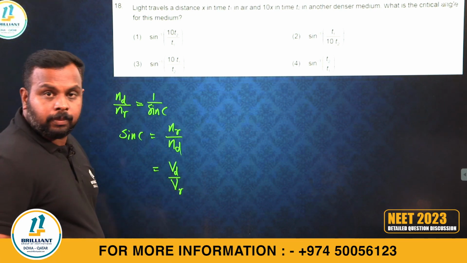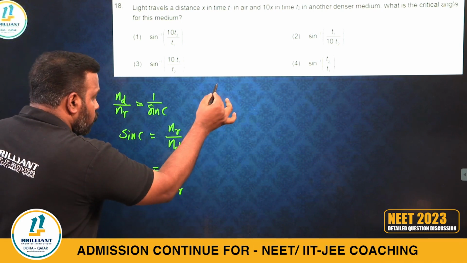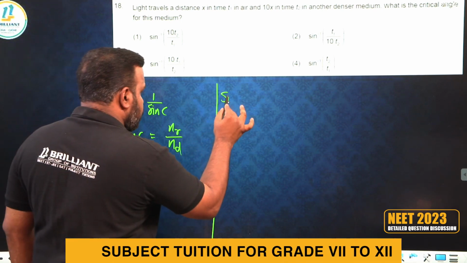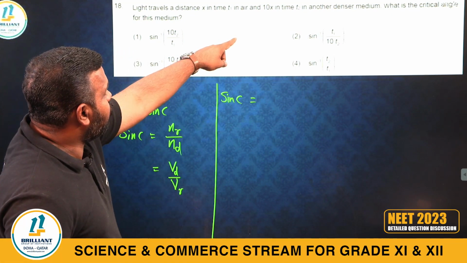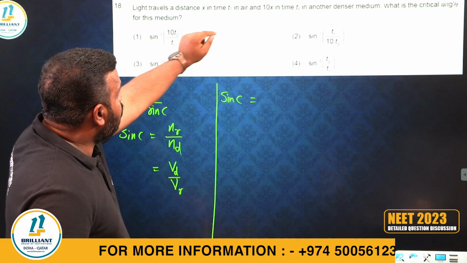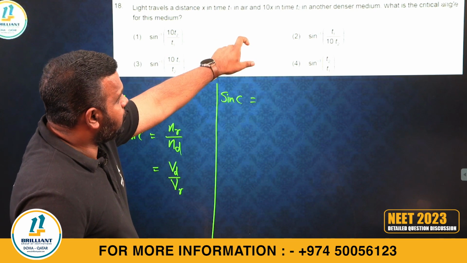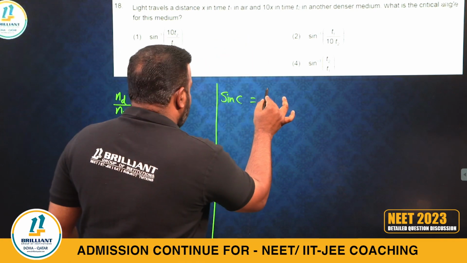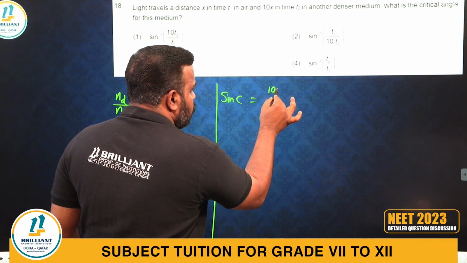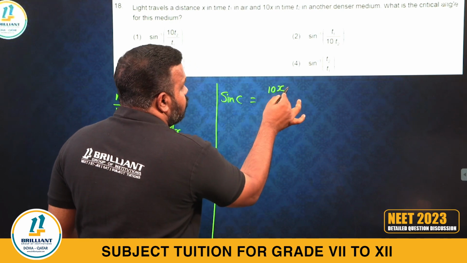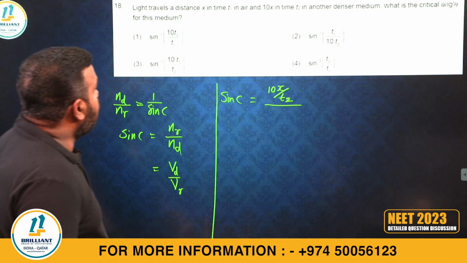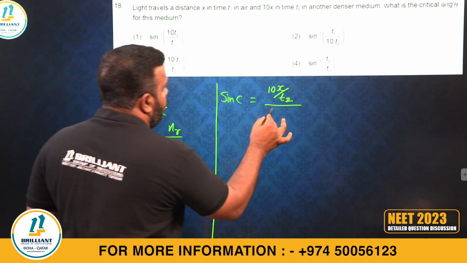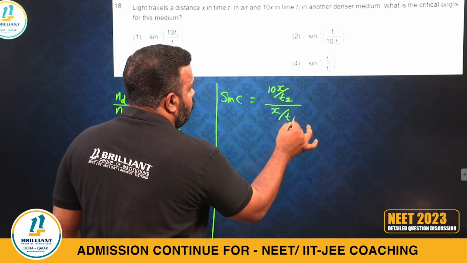Okay. So how do we solve it? Sine C is equal to VD, the velocity in the denser medium. In the denser medium, it is given that it is covering 10x distance in time t2, and velocity is displacement by time. So we get 10x by t2 divided by, in the rarer medium, x by t1.